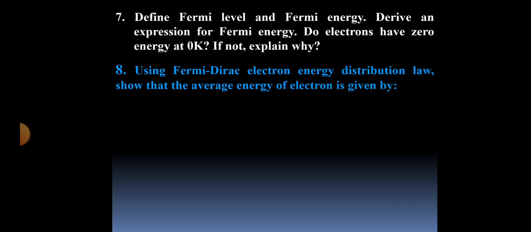Question number 8 is, using Fermi-Dirac electron distribution law, show that the average energy of an electron is given by E equal to 3 by 5 Fermi energy.